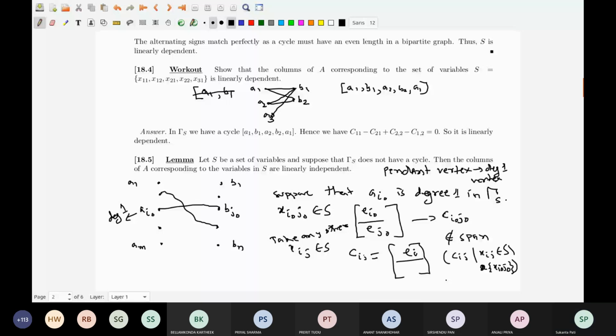Okay. Now what do you do? Now you consider the same set, S minus x. You call this S dash.